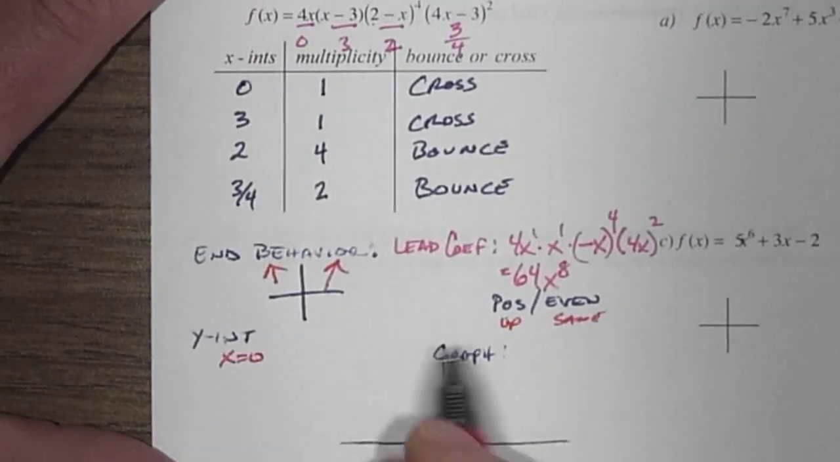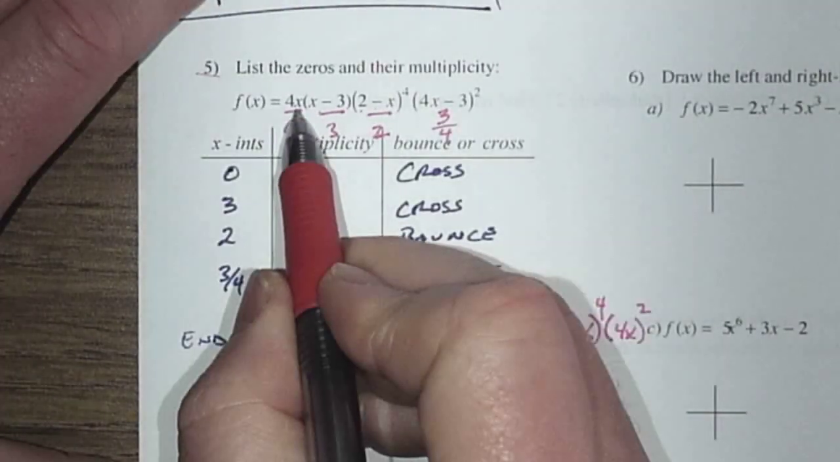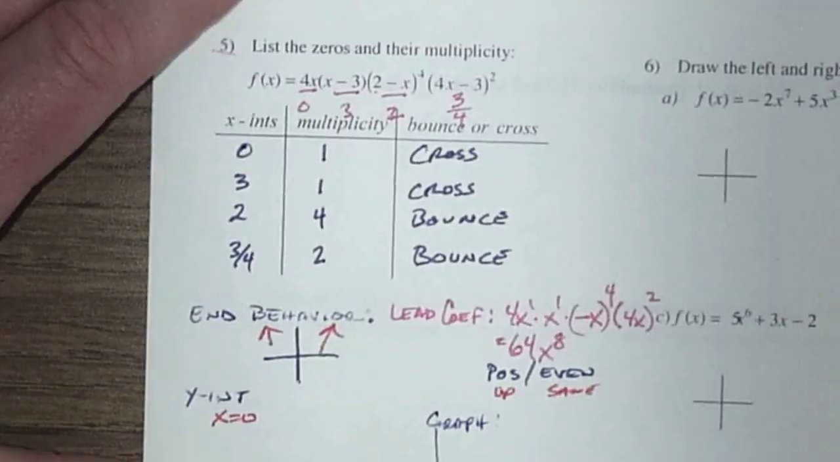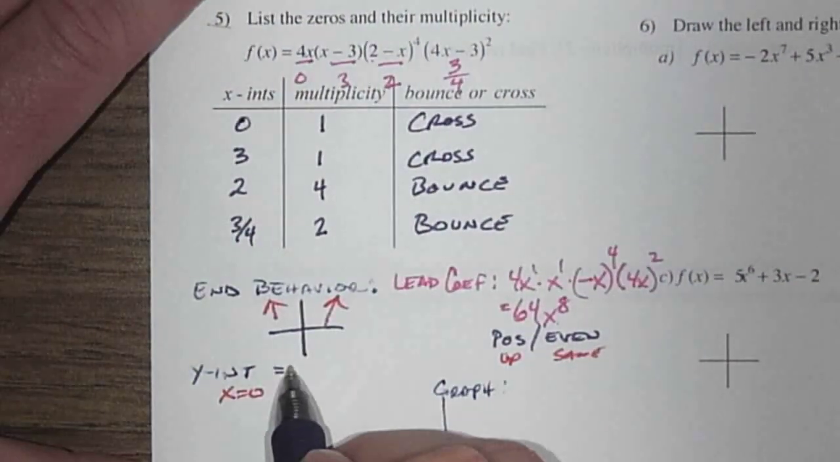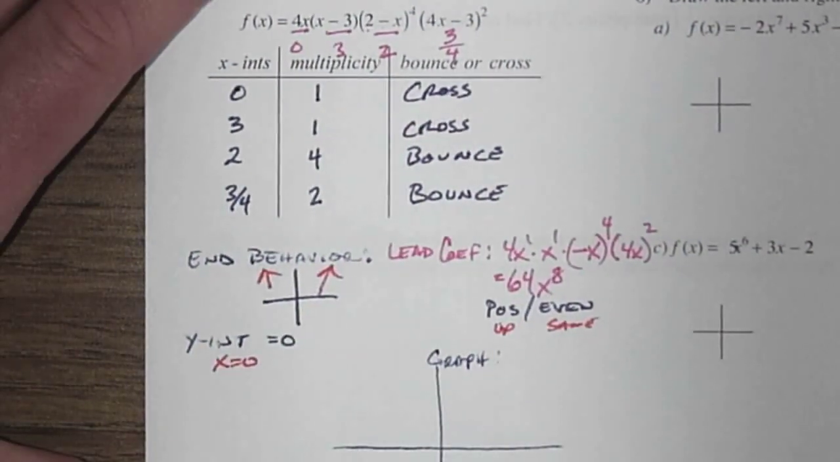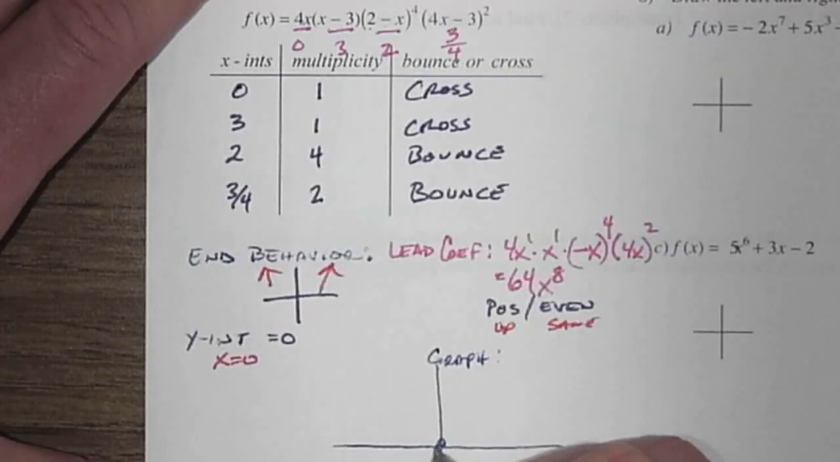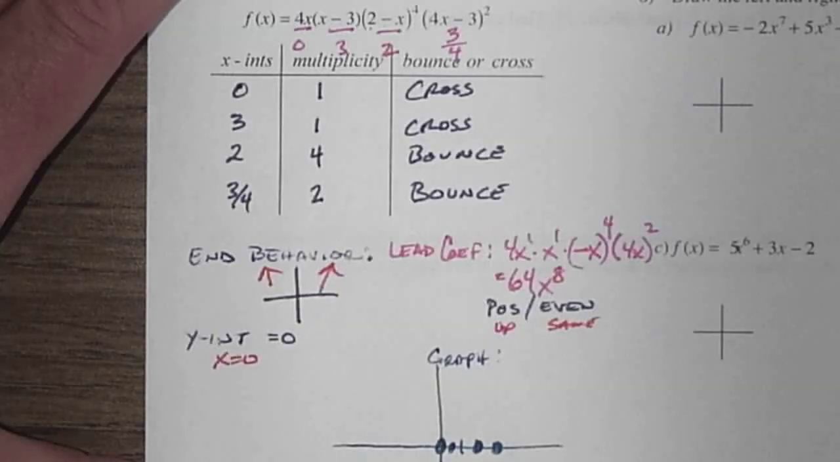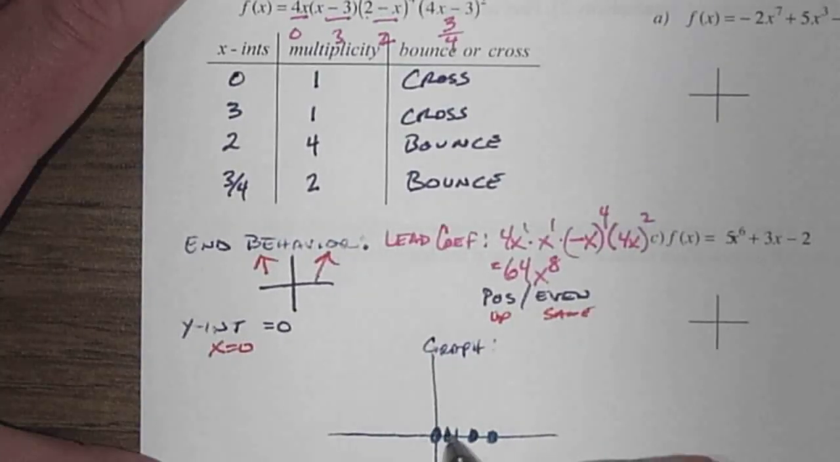Y-intercept, plug in 0 for x. Well, if you plug in 0 for x, this is 0 times all the rest will be 0. So my y-intercept is 0. Meaning when I graph it, I put a dot at, I'll do it in red, I'll put that dot there. A dot at 0, 1, 2, dot, 3, dot, 3/4 dot. There's no negatives in there.